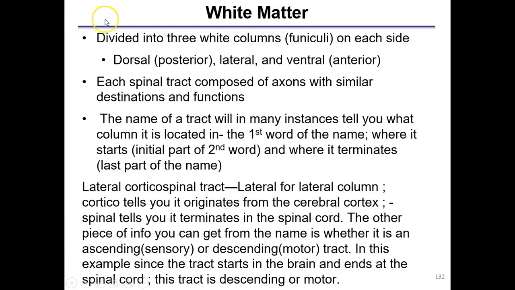So as we mentioned, the white matter is divided up into three main columns or funiculi on each side. There's a dorsal column or posterior column. There's a lateral column, which is the area between where the dorsal root comes off and the ventral root comes off anteriorly. And then there's a ventral funiculus, which is the area between where the ventral root comes off and the anterior midline. And then within each of these areas, there will be various tracts or spinal tracts, and in each of these tracts, these will be composed of axons which have similar functions and which have similar start points and end points typically.